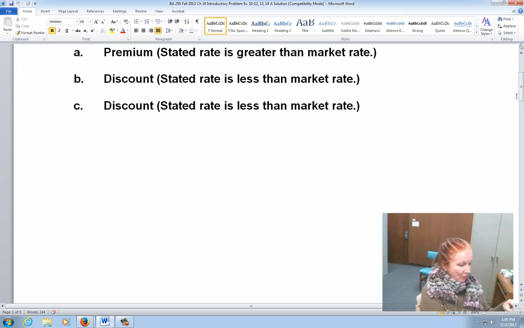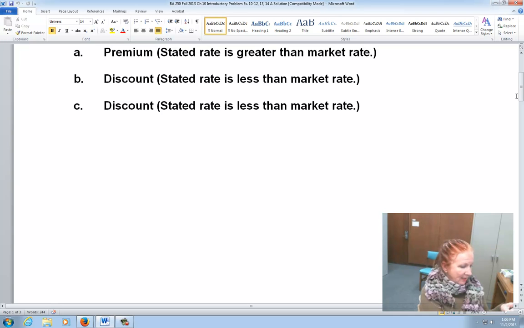Rigsby issued $200,000 of bonds with a stated rate of 6% at the time when the market rate of interest for similar investments was 8%. So since they could get 8% every place else and we're only willing to pay them 6%, they're not going to give us the full amount of the bonds. They're going to charge us a discount. They're going to pay us less money because the stated rate in our bonds is less than the market rate of interest.